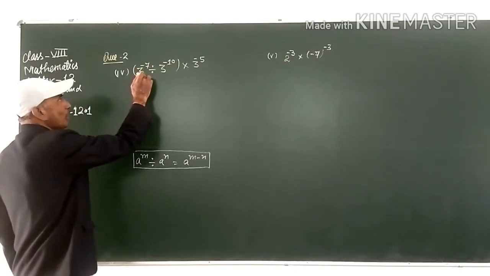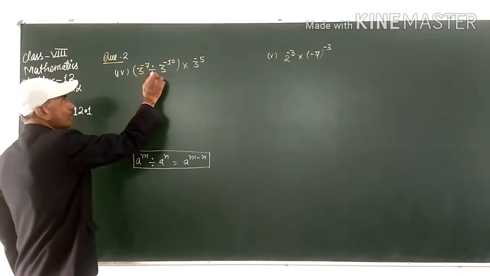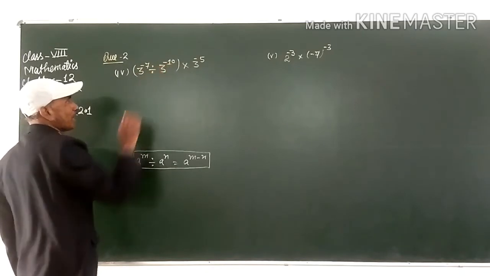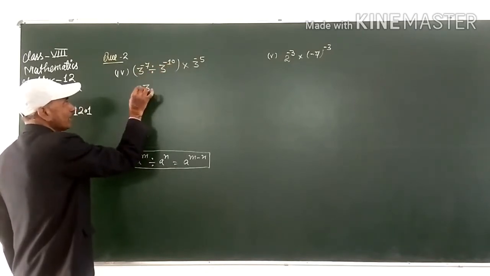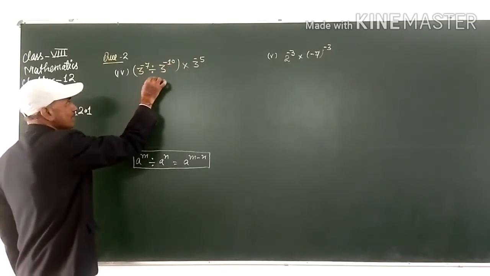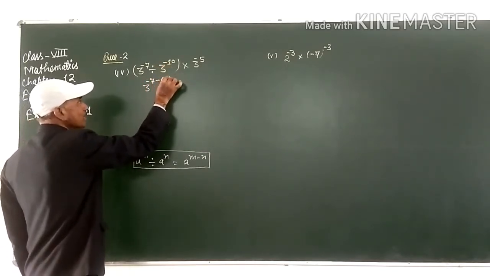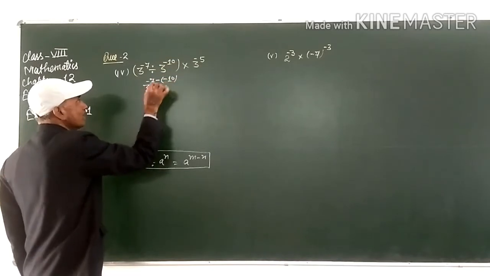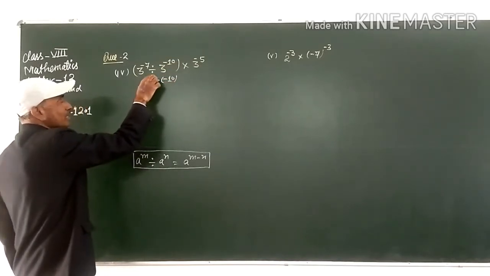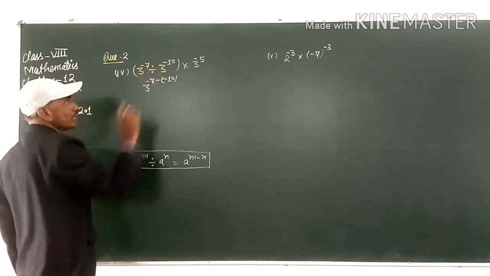So 3 to the power minus 7 divided by 3 raised to the power minus 10 means 3 raised to the power minus 7 minus this one, minus 10. Students, if there is a sign of division, then the powers will be subtracted.